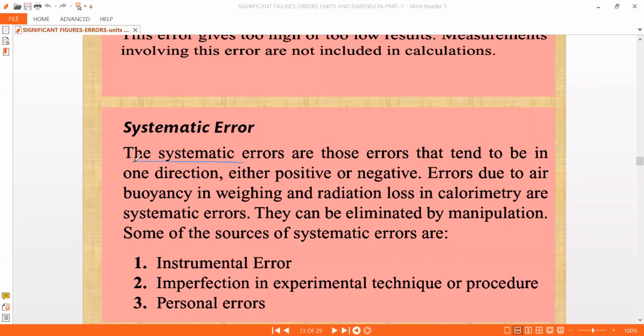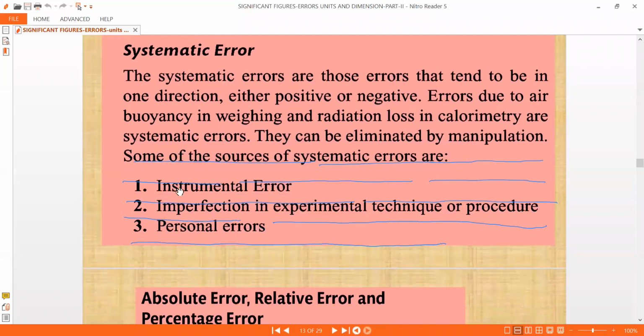The systematic errors are those errors that tend to be in one direction, either positive or negative. Errors due to air buoyancy in weighing and radiation loss in calorimetry are systematic errors in nature. They can be eliminated by manipulation of some of the sources of systematic errors. What are the sources of systematic errors?